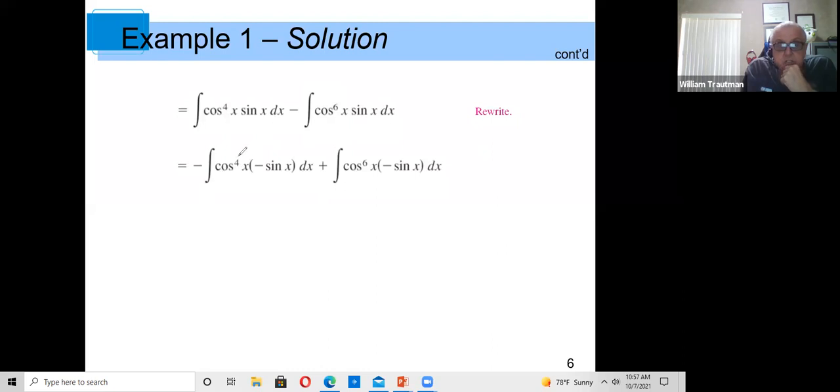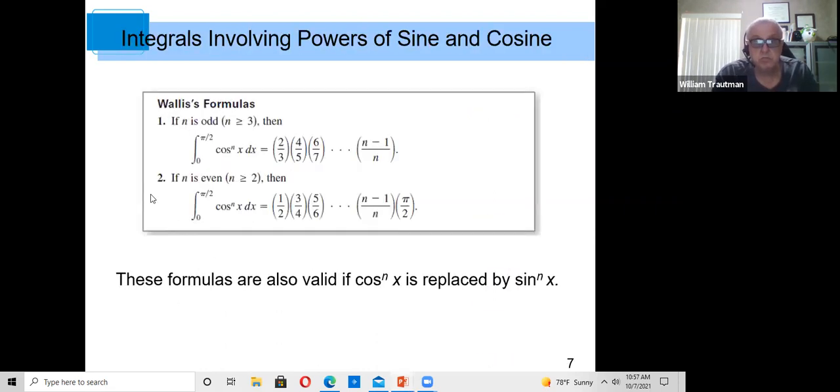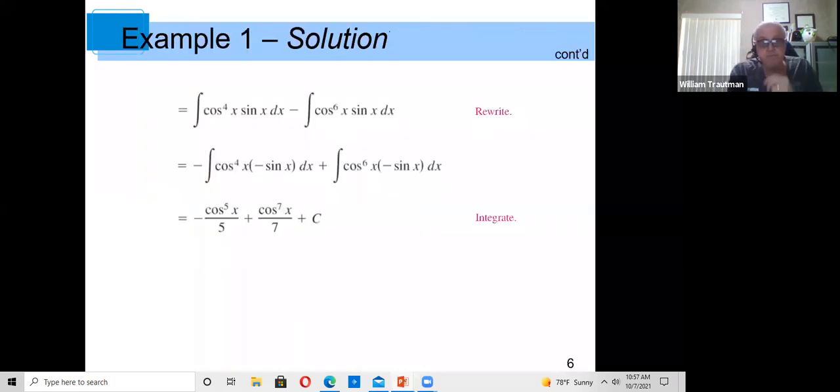And then you just use the power rule. You add 1, divide by 5. You add 1 and you would divide by 7. There we go. And this would be our final answer.